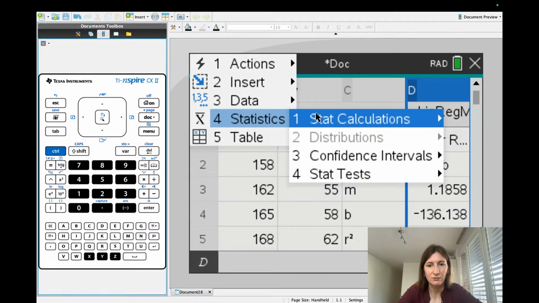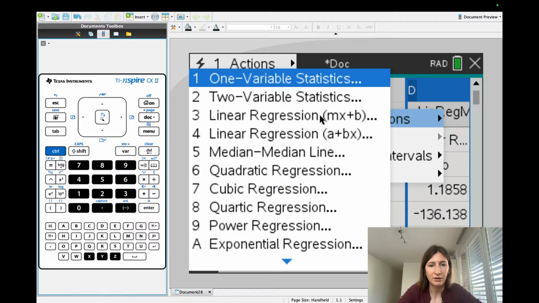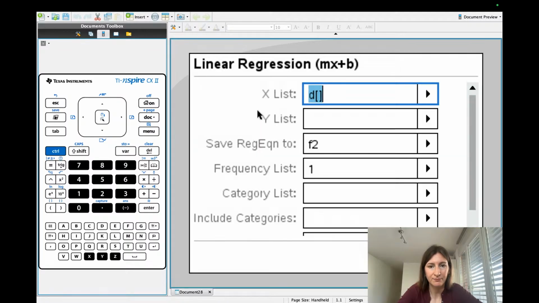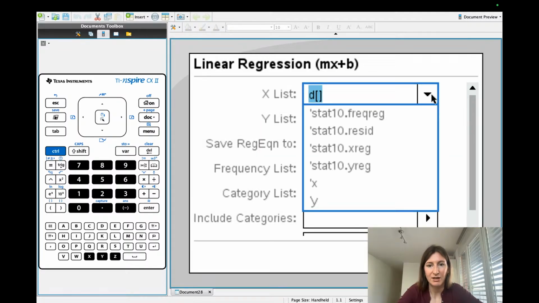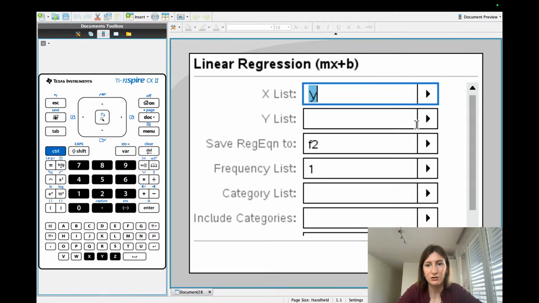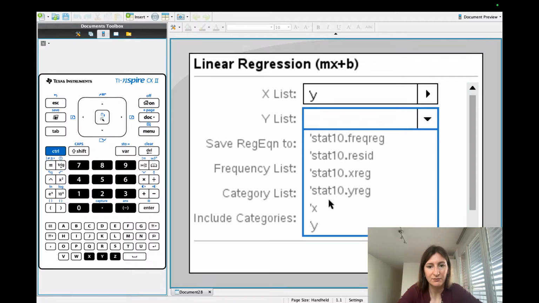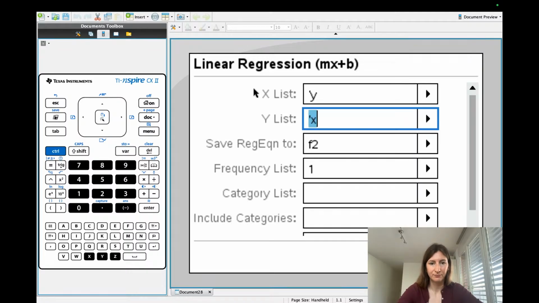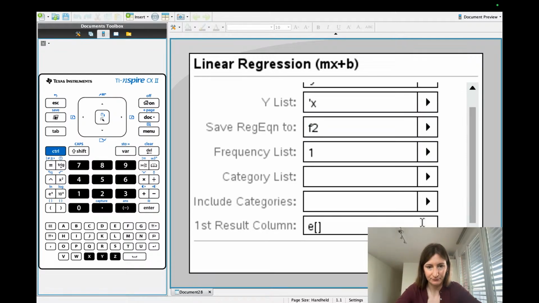Menu, statistics, all good things happen at menu, stat calculations, and we want linear regression. So far, exactly the same. Now, this is the key. When I do my X list, I'm going to put in Y. Okay, we're switching. This is the only difference in our actual calculation. So X becomes Y and Y becomes X. So we've just switched it for the calculator. The calculator doesn't know better.